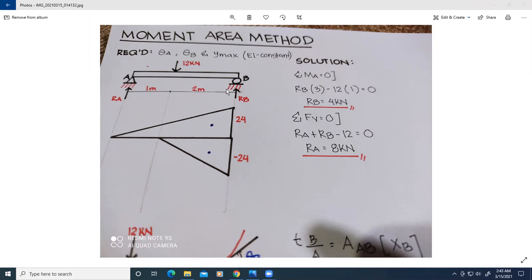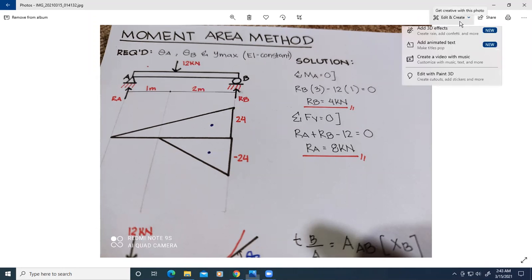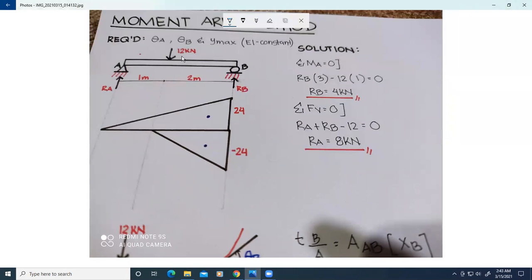The first thing we'll do is solve for the supports. To solve for the supports, we sum moments at point A to eliminate RA. So RB times the distance of 3 meters minus 12 kilonewtons times its distance of 1 meter. The resulting reaction is 4 kilonewtons.